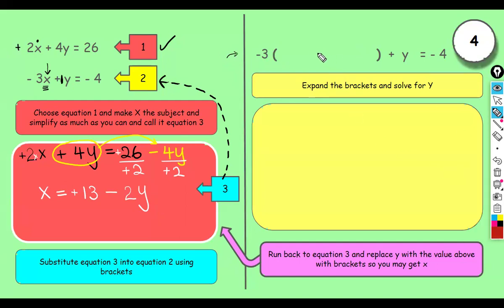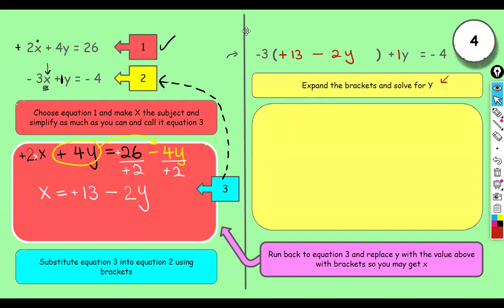We get a different color. You have positive 13 minus 2y. And then you write back everyone else. I put them back for you here. A positive 1y and a minus 4. Right, so I'm not going to do all of it as yet. For those who didn't reach here, take your time now and expand the brackets and solve for what? Y. Okay, good luck.